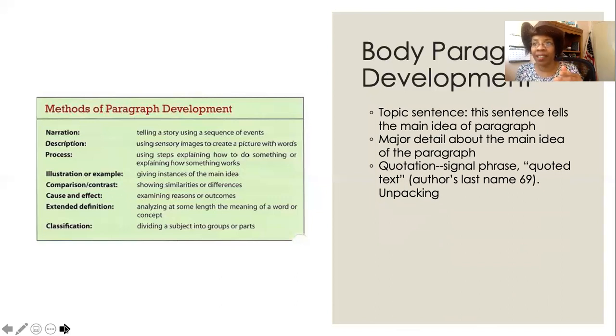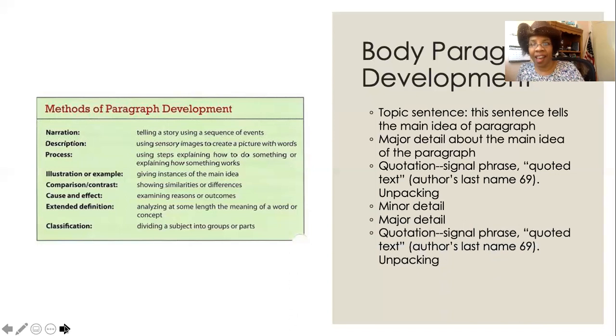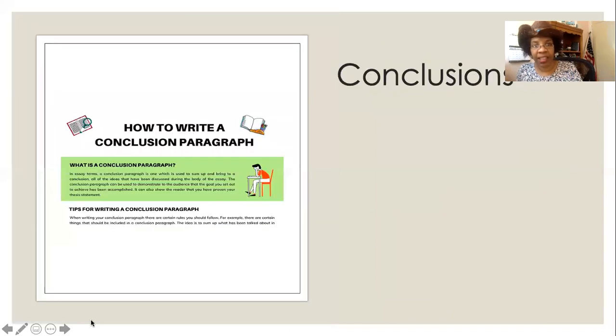And the unpacking. So remember, a quotation needs a signal phrase, a quoted material enclosed in quotation marks. Okay, a parenthetical citation, the author's last name and the page number, and the unpacking, the why I need it. It needs all of those things, okay? Minor detail, right? And major detail, and maybe another quotation, right? And then a sentence, right? A transition sentence, okay? Let's keep going.